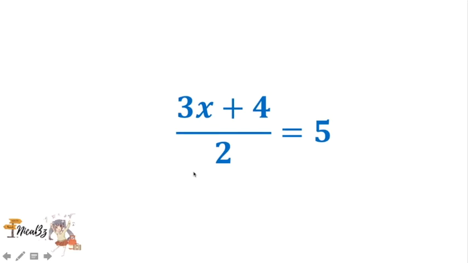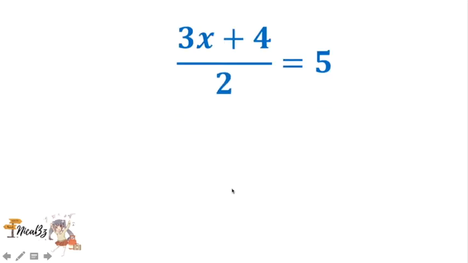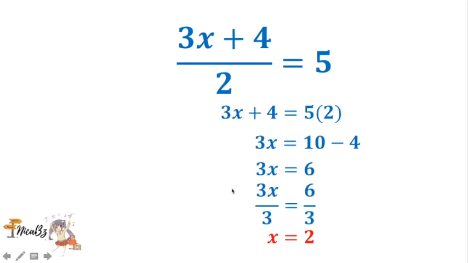Usually we apply a couple of properties of equality so we can solve this equation. So first, we do cross multiplication, so we end up with 3x plus 4 is equal to 5 times 2, and then we simplify this into 10, and then we do the addition property of equality wherein we transfer this to the right side, making it minus 4.